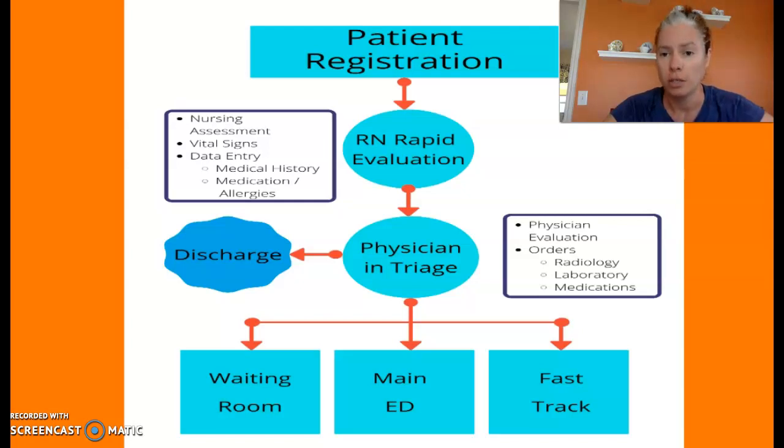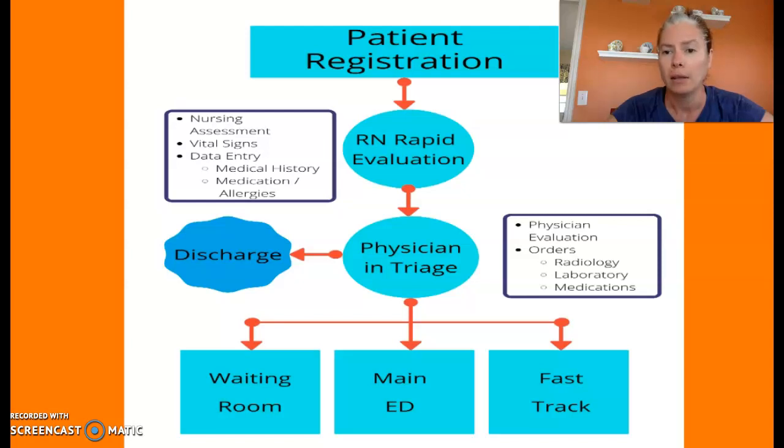The triage nurse would ask the same kinds of questions, but unlike before, we would do a quick nursing assessment, take their vital signs, look at their heart rate, and look at the allergies that they're allergic to or medications that they're taking. And we would ask the same questions. How long has this been going on? Do you have any pain? We would still assign them that acuity level.